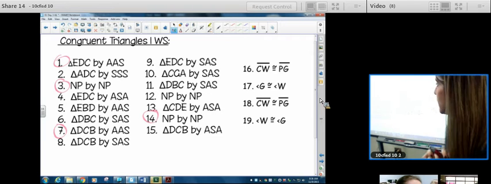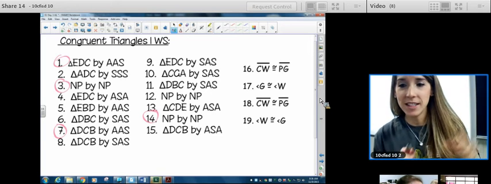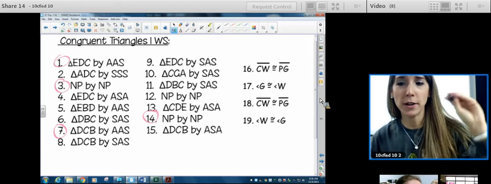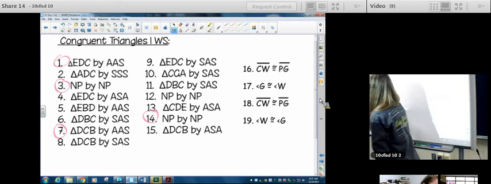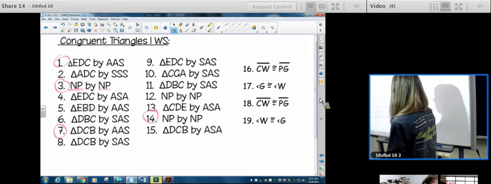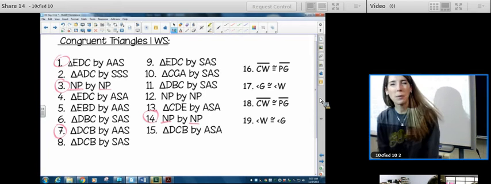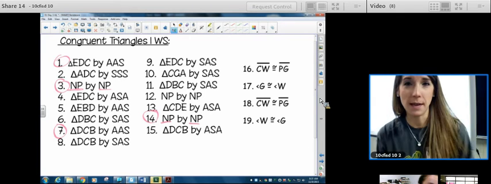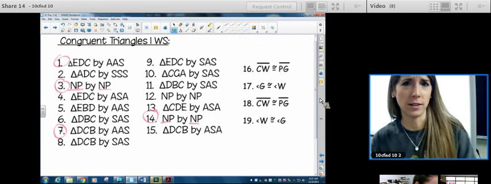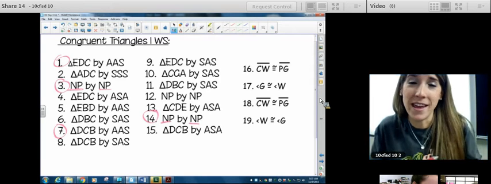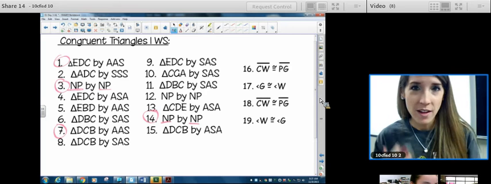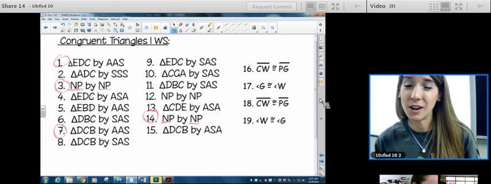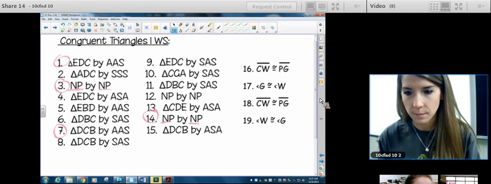So really notice, I want to point this out. The answers don't say the triangles are congruent by NP. Notice NP is written in both blanks. A lot of people messed that up on our first quiz. They write triangle ABC is congruent to triangle DEF by NP. Well, they can't be congruent by NP, because NP means it's not possible to prove them congruent. So you would never say they're congruent by NP. You would write NP in both blanks.